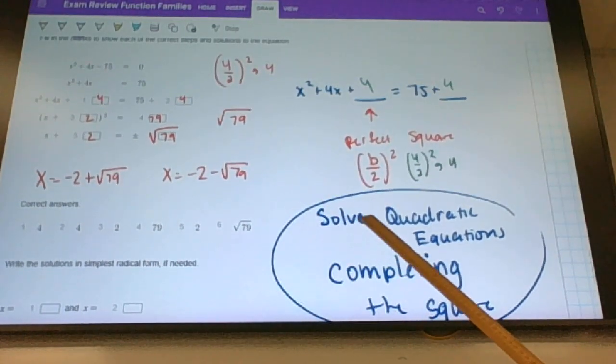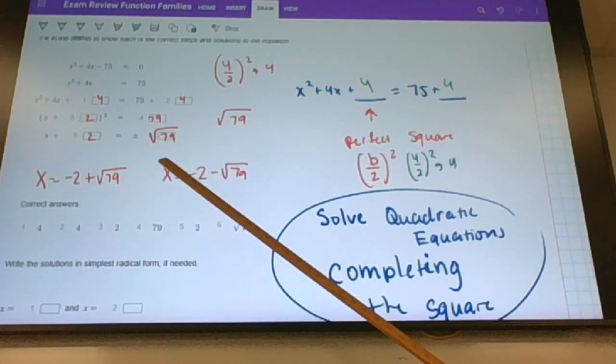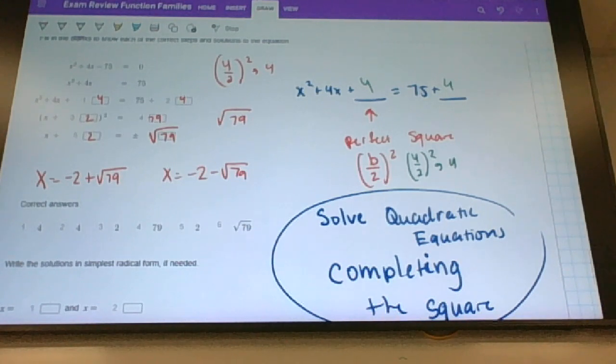It's called completing the square. Solve quadratic equations by completing the square. This is a problem that I cover in Algebra 2. I did not cover this, so you can skip this one. But if you're feeling really good, if you're getting A's on the test, you've got a high grade, and you want to take on a challenge, you can go to YouTube, search solve quadratic equations by completing the square, and do that one on your own. Okay?